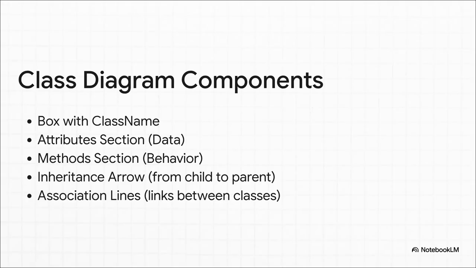So a class diagram is basically a map of your system. Each box is a class, and inside you'll see its data, or attributes, and its behaviors, or methods. The really important things to look for are the lines and arrows connecting them. The arrows show inheritance. They always point from the child up to the parent. And the simple lines show how different classes are connected to each other.